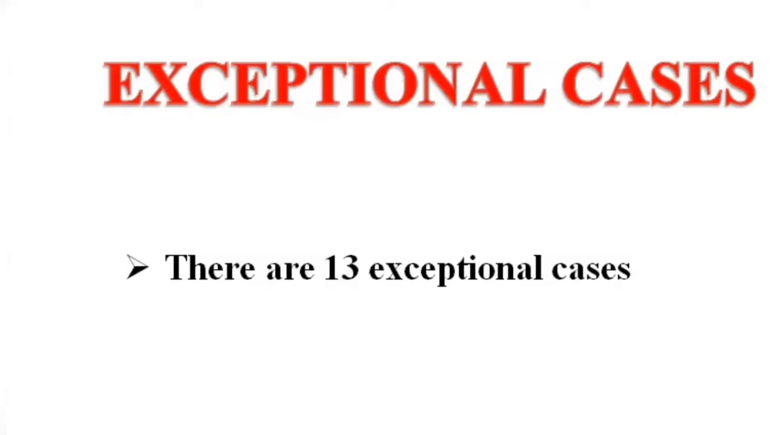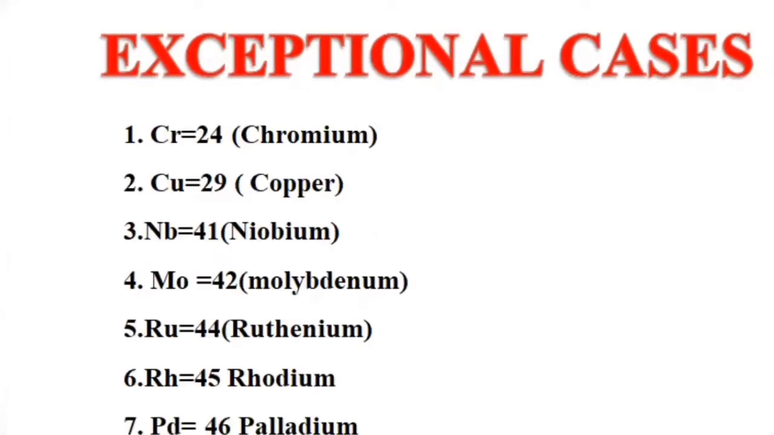There are 13 exceptional cases, and in this lecture we will know: number 1, what are those exceptional cases with their atomic numbers; number 2, what is the reason behind their changed electronic configuration as compared to the electronic configuration of all other elements present in the periodic table; and number 4, how we can write their electronic configuration. First of all, have a look at these exceptional cases.